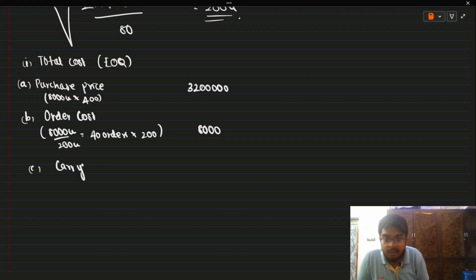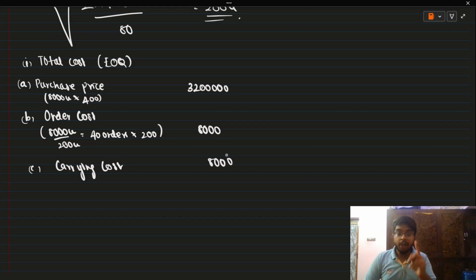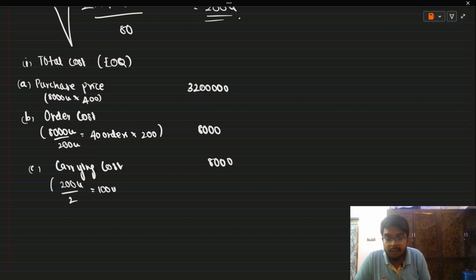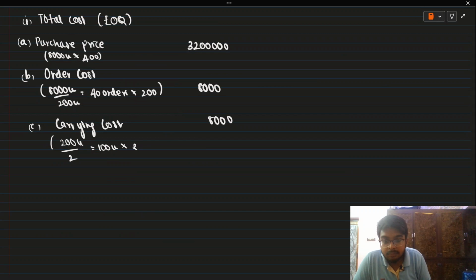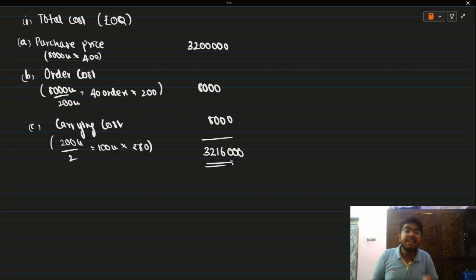Carrying cost will also be 8,000 because at EOQ, ordering cost and carrying cost are at an equilibrium point. It's equal at this point. Let's cross check carrying cost. What is the EOQ? 200 units. Divided by 2, we get average inventory, which is 100 units. 100 units into 80 because carrying cost per unit is 80. 80 into 100, 8,000. So it's matched. Total is 32 lakh 16,000. So this is total cost if we follow EOQ.